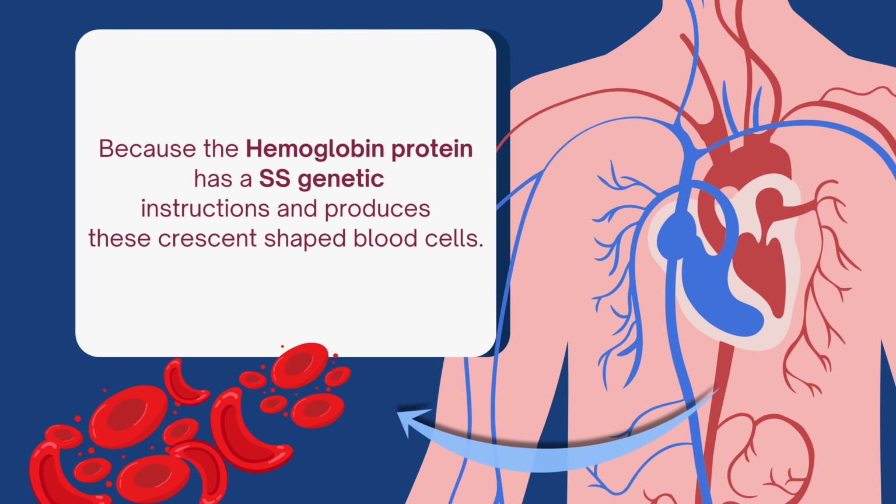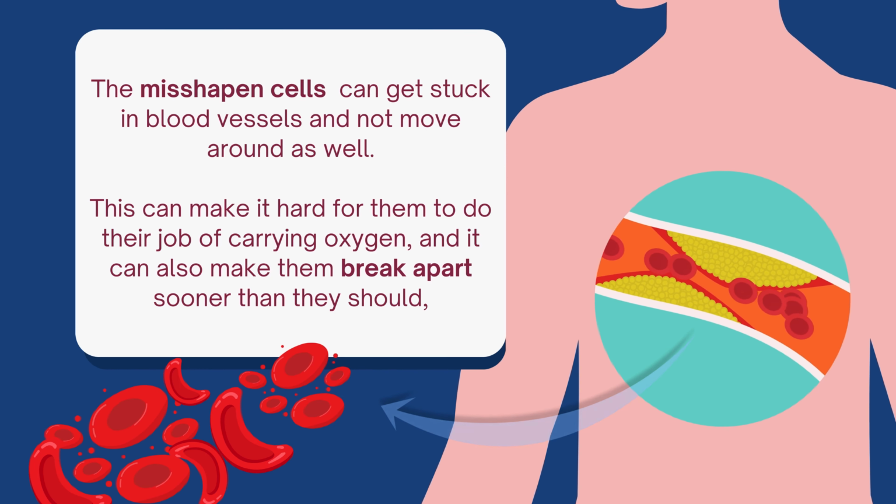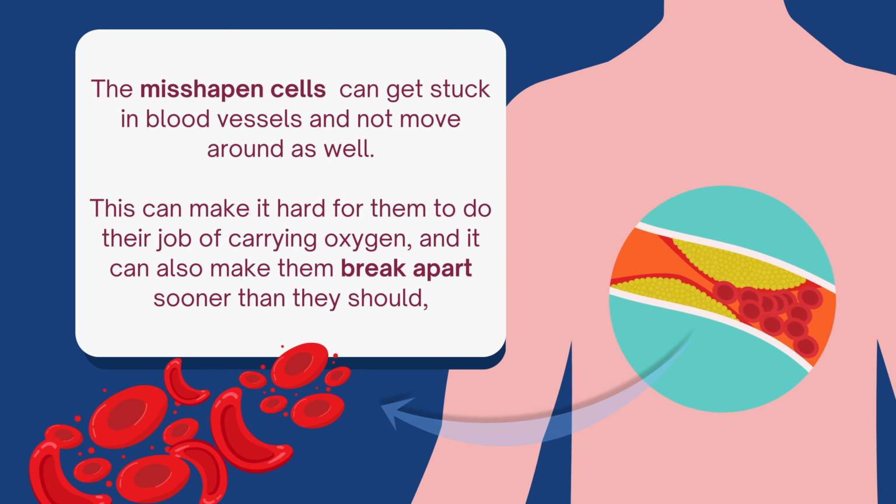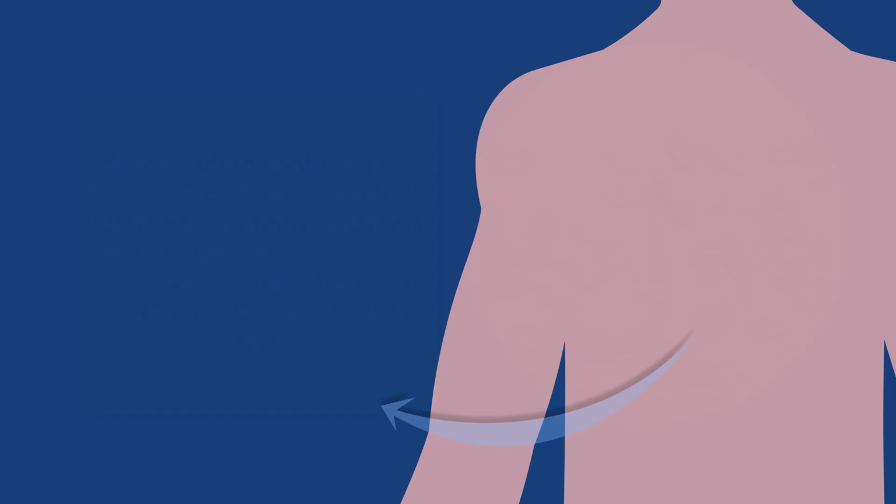Now, because the hemoglobin protein has an SS genetic instruction and produces these crescent-shaped blood cells, the misshapen cells can get stuck in blood vessels and not move around as well.